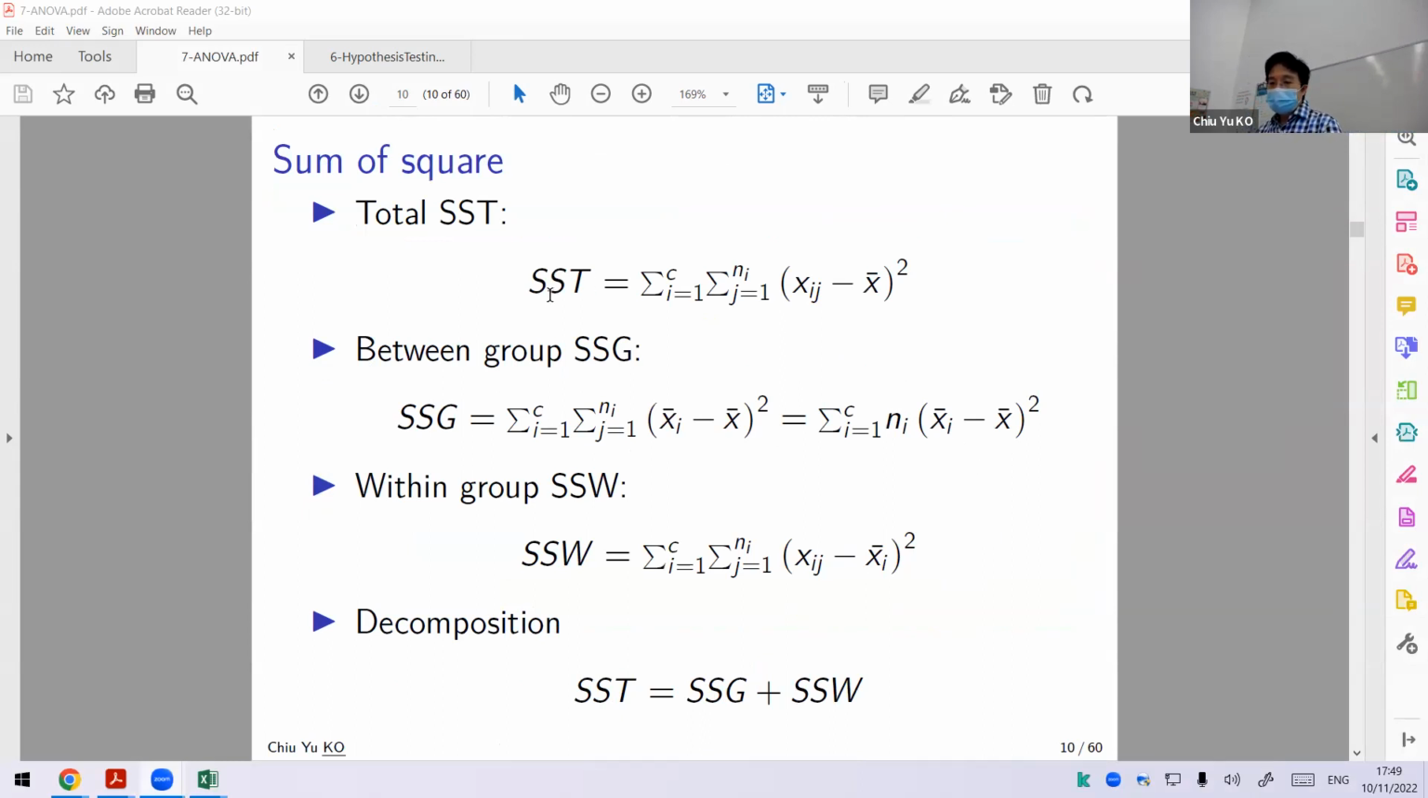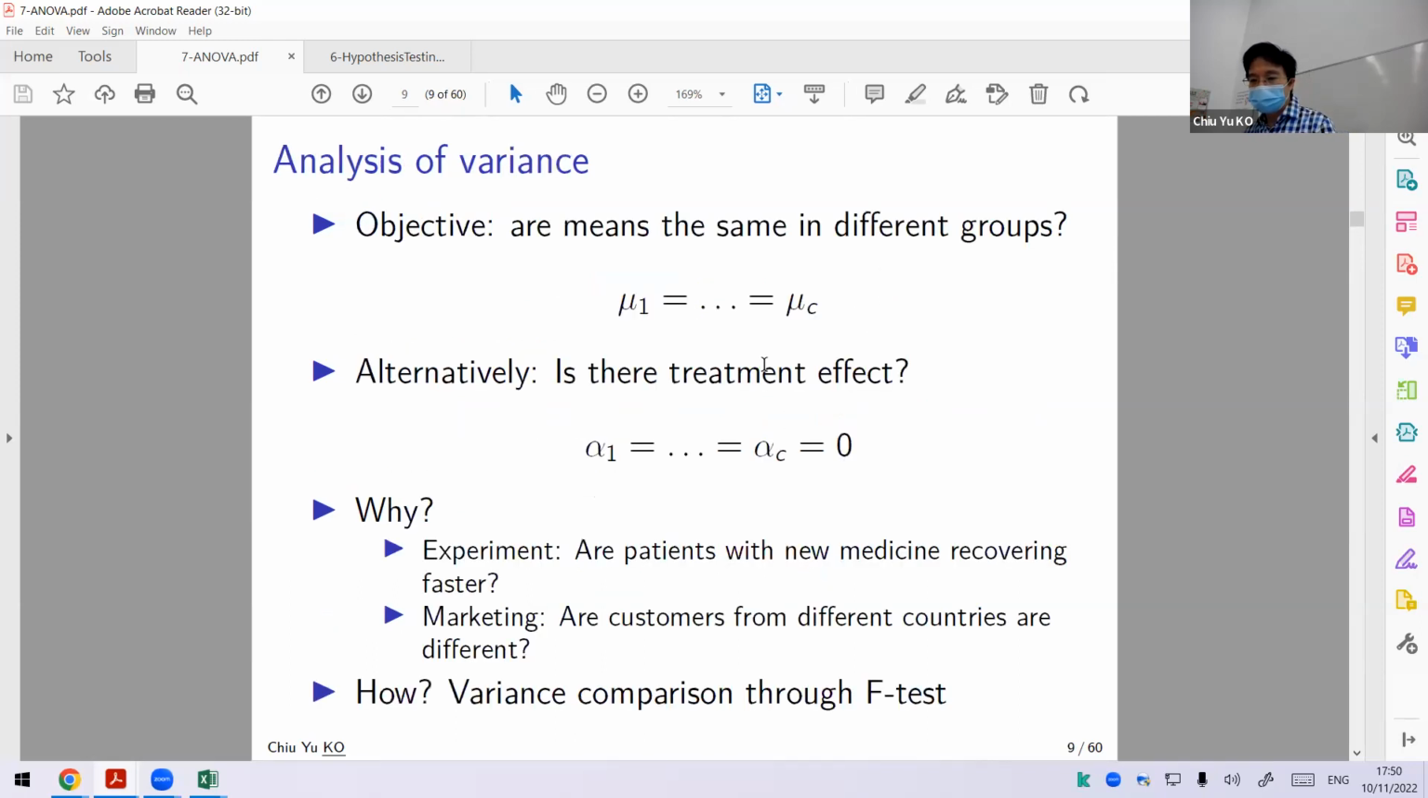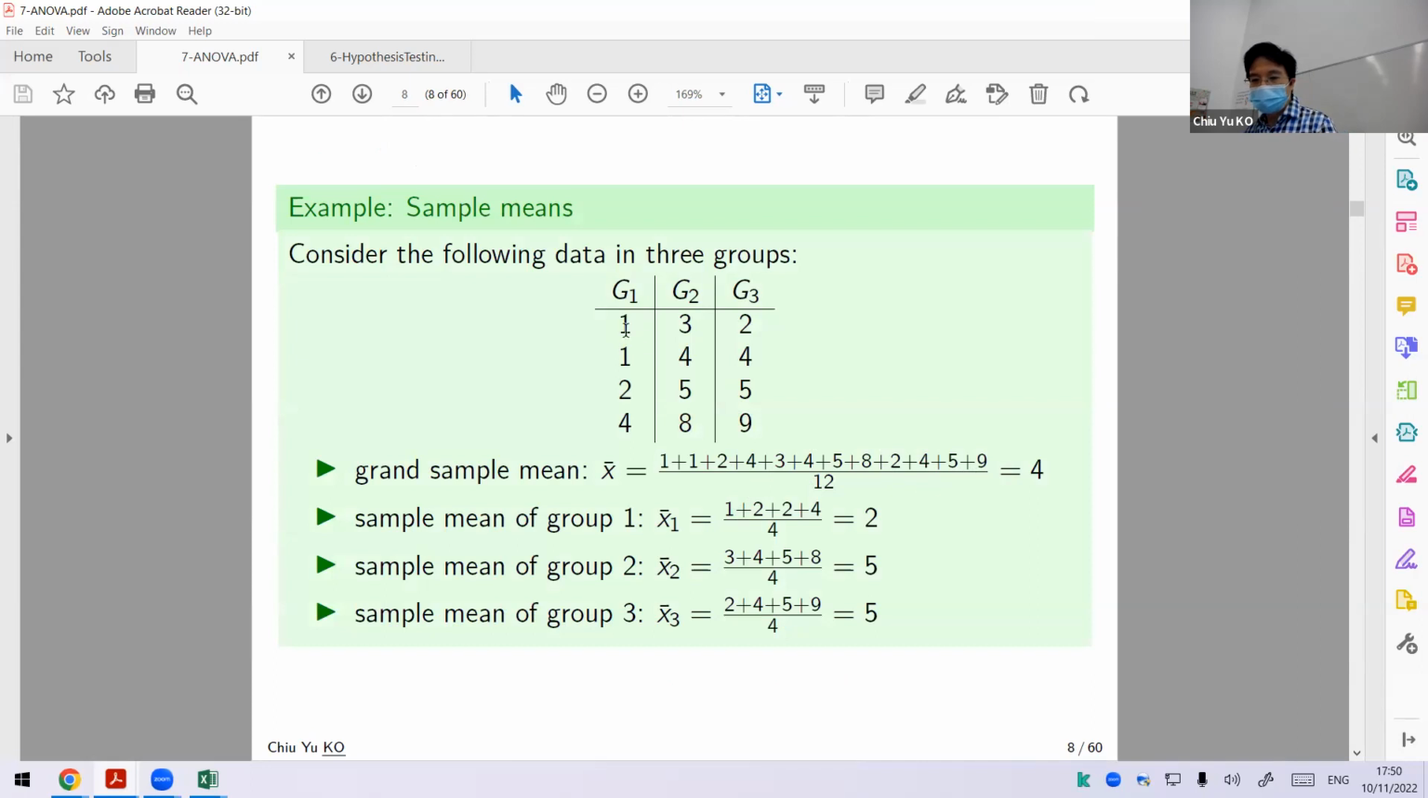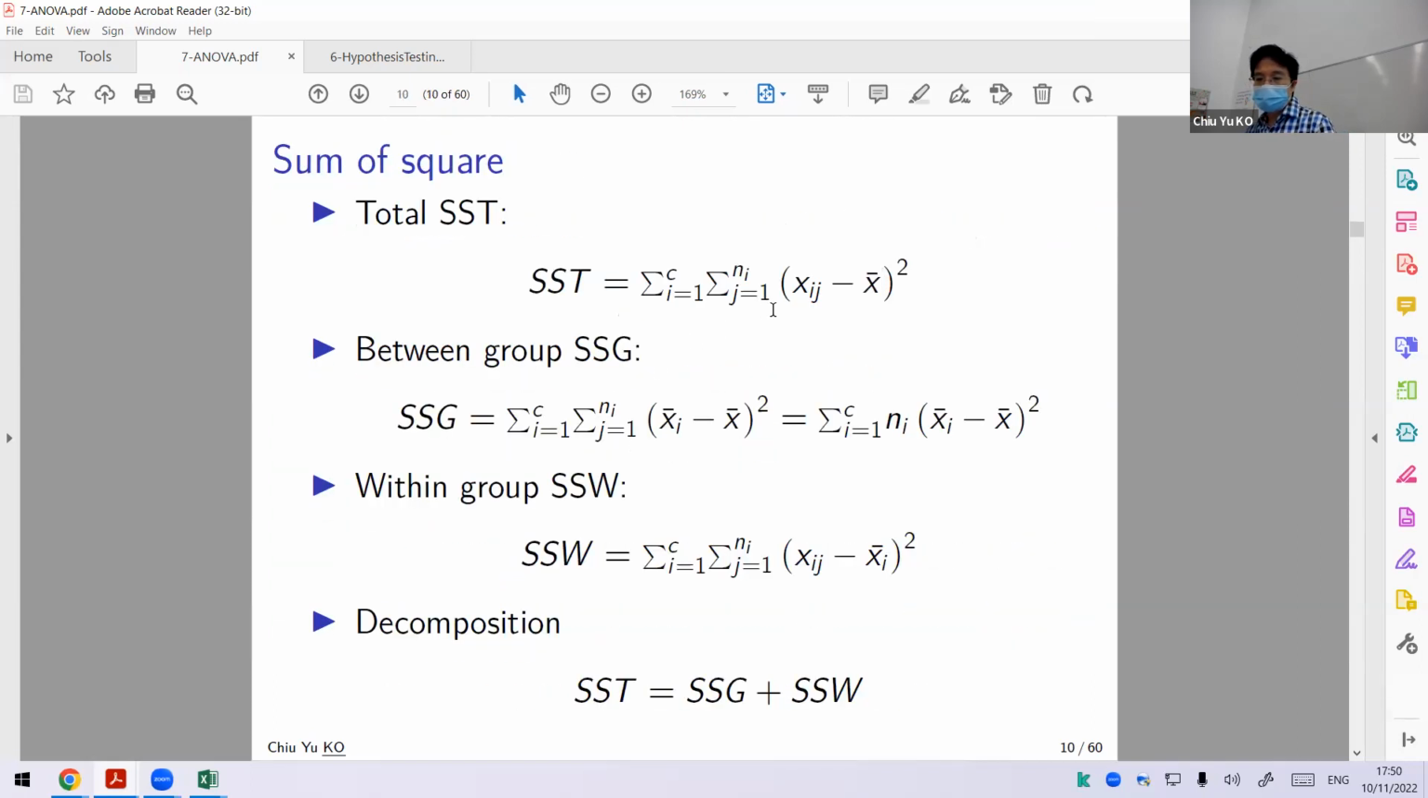The first one is called SST, which is for each observation, you minus the overall mean, and square. It's called SST. What it means is very simple: it's just each observation minus 4, take a square, right? If you do the variance of the whole data set, this is the numerator of that. So later you will see this is the numerator of the variance.